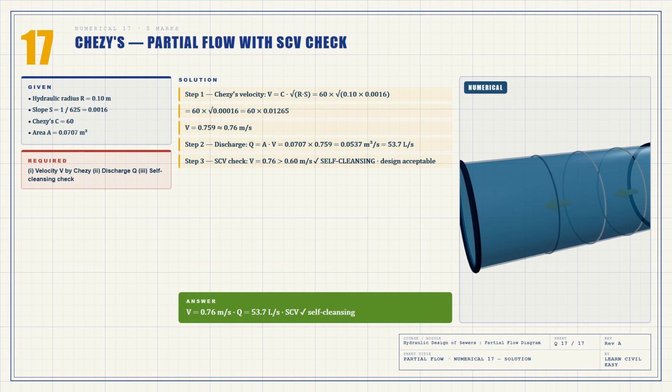Step 2. Discharge equals area times velocity equals 0.0707 times 0.759 equals 0.0537 cubic meters per second, or 53.7 liters per second. Step 3. Self-cleansing check. V equals 0.76 is greater than the minimum 0.60 for sanitary sewers. So the design is self-cleansing and acceptable.